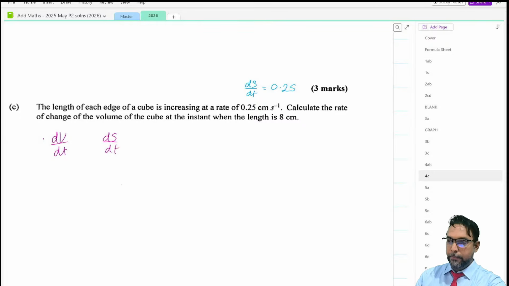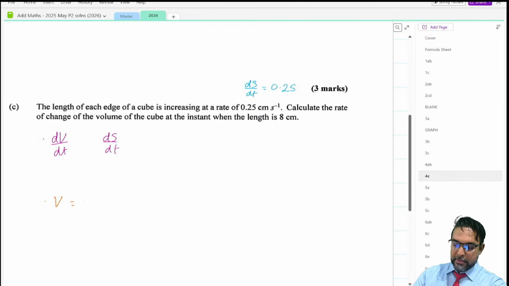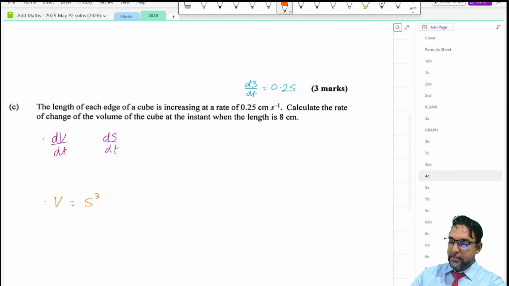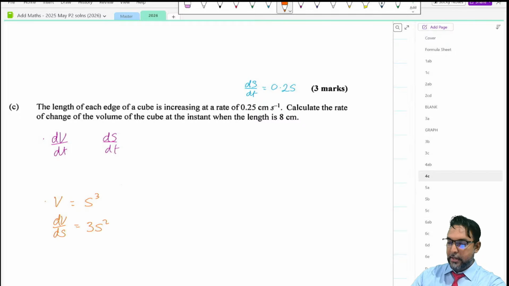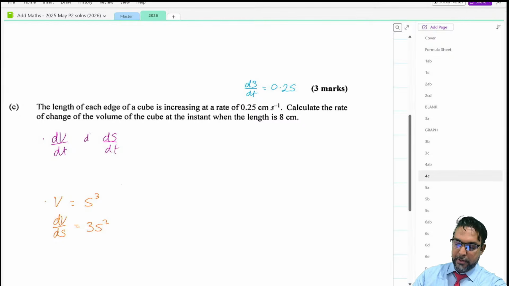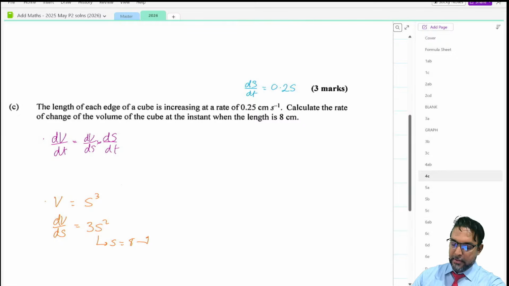Now, of course, if you know your formula for volume of a cube, volume is equal to side cubed, which means you can find a rate of change of volume with respect to side, which is 3s squared, and that's the missing rate of change, dv ds. Right, and now, when s is equal to 8, you'll get 3 by 8 squared, which is 3 by 64, which is 192.